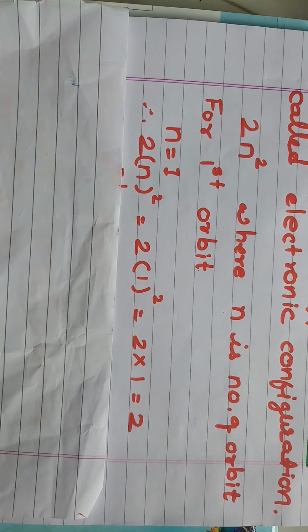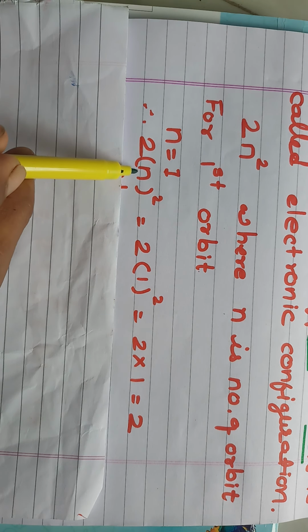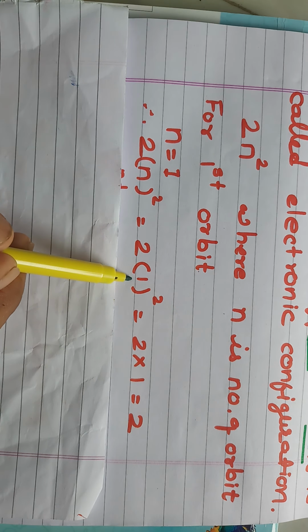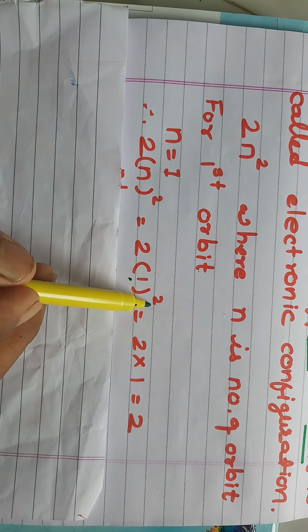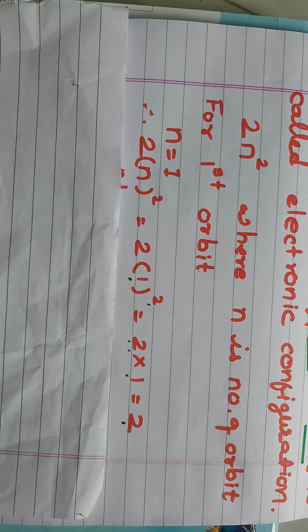Substituting the value of n in the formula 2n square, with n equal to 1, 1 square is 1, into 2 is 2. So the capacity of the first orbit to occupy electrons is 2. The number of electrons present in the first orbit may be 1, but it cannot be more than 2.